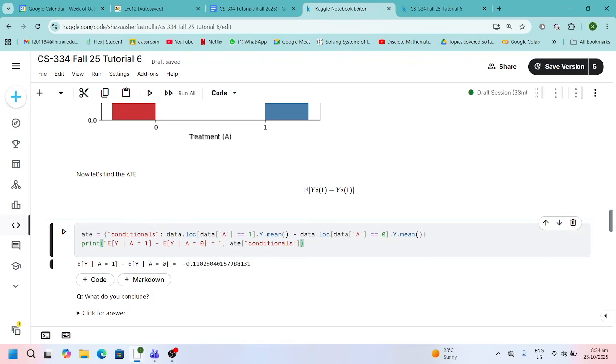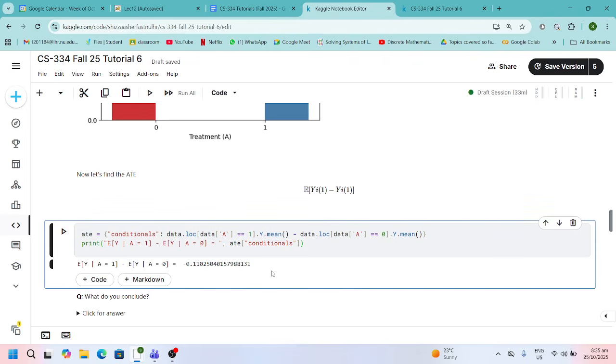Anyway, when I find my mean over here and I subtract it from the mean for this group, this is what I get: negative 0.11. So, what do you conclude from this? I want you to quickly pause and think about this here as well. Essentially, this tells us that the treatment has a detrimental effect on the outcome of the individual.